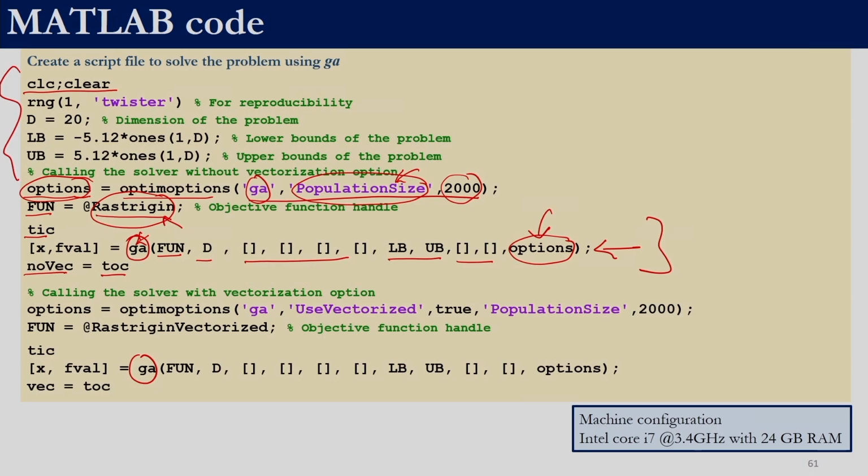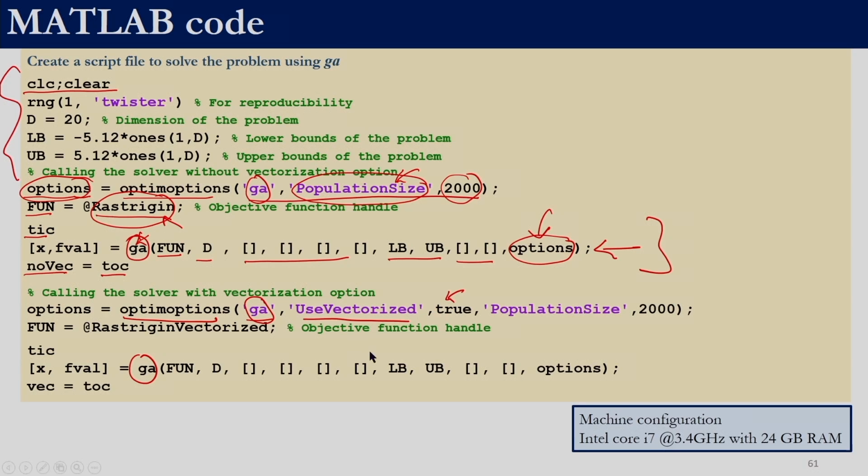Now we want to use code with vectorization. So, we need to explicitly inform the inbuilt function GA that the code we have for the objective function is capable of evaluating n solutions. Again we use optimoptions; the solver we are currently working with is GA. Over here this is the keyword UseVectorized, and we need to give a value of true.